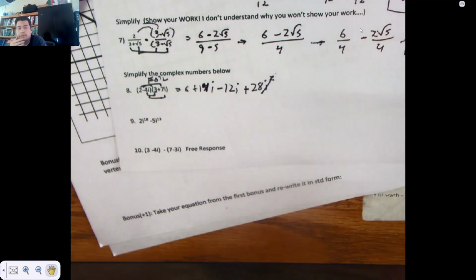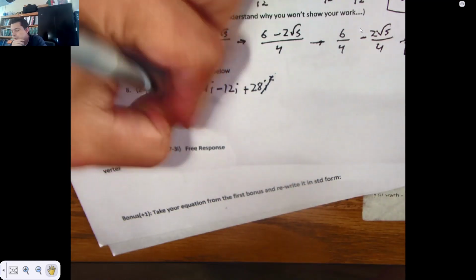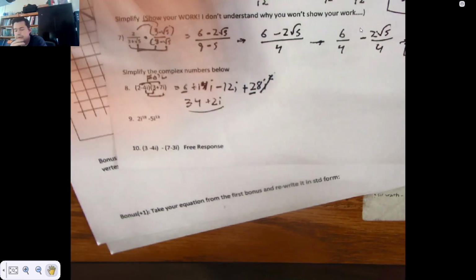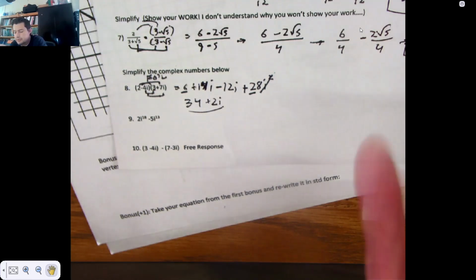So then you can add your like terms. Your like terms are 6 and 28. You put them together, you get 34, and then you got 14i minus 12. That's plus 2i, and you're done. Then you got this one underneath it.